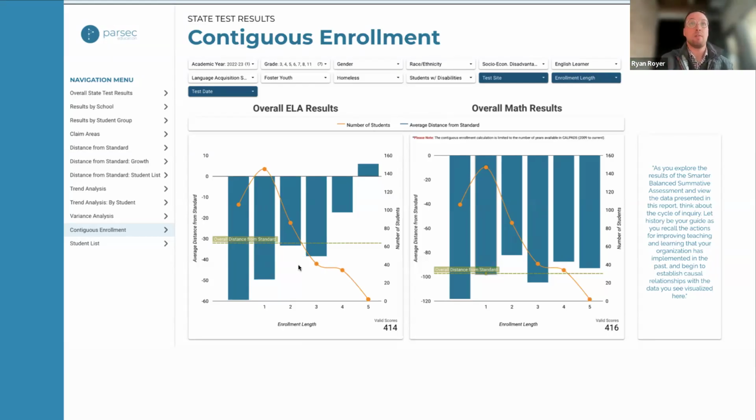And so to be able to look at the data, if you look here, this unmarked bar on the bar graph is distance from standards for students who came in post-census day. This one is for students who were with me for their very first year. And then these ones are for students who have been with me 2, 3, 4, and 5 years. And so you can see that there is the beginning of a story of students improving over time.